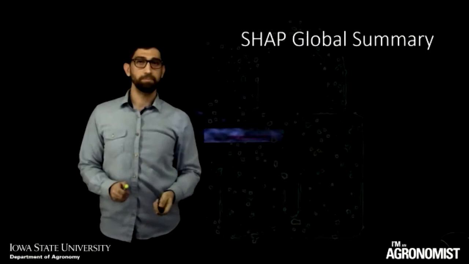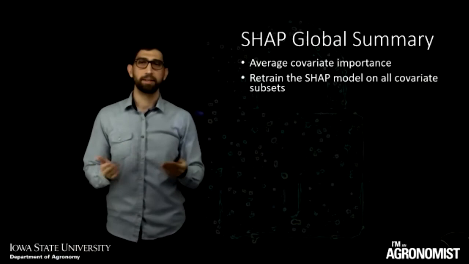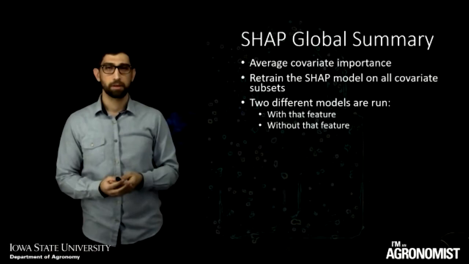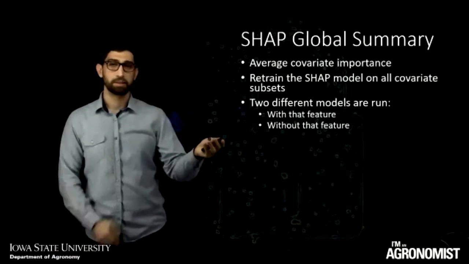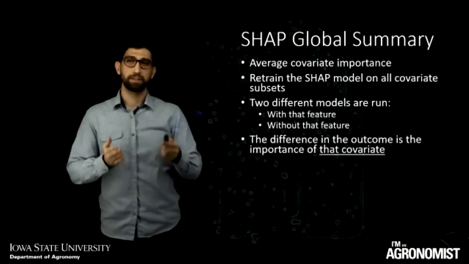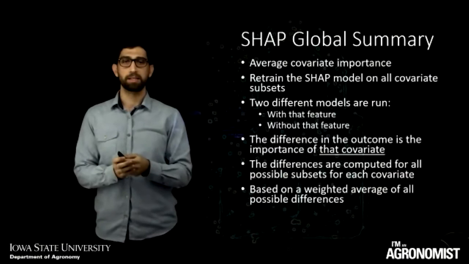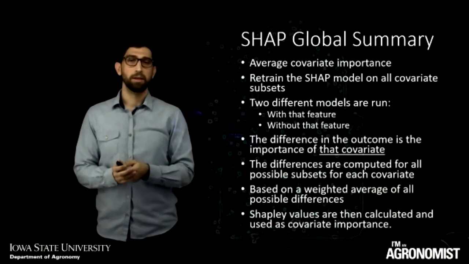Let's continue. There is also a global summary, which is the average covariate importance. It is done by retraining the SHAP model on all covariate subsets. Simultaneously, two different models are run: one with that feature included in the model, and the second one without that feature. That way you can see the difference in the outcome and say that this is the importance of that covariate. The differences are computed for all possible subsets for each covariate, and based on a weighted average of all possible differences, Shapley values are calculated and used as covariate importance globally in your model.